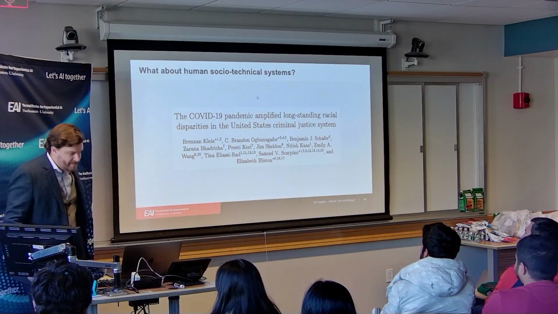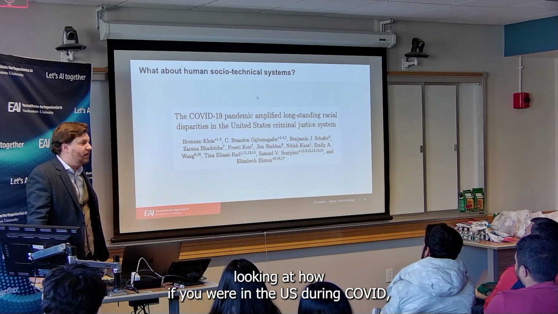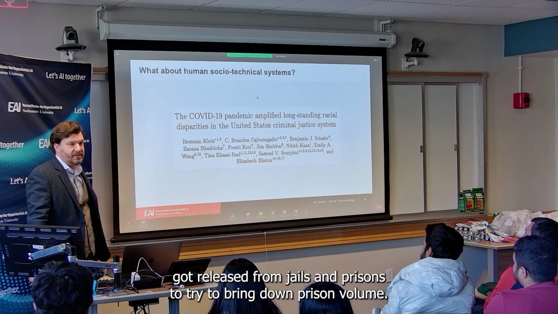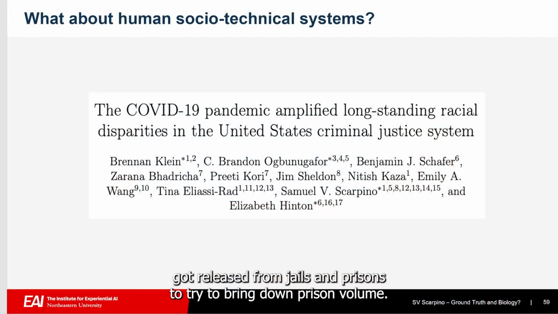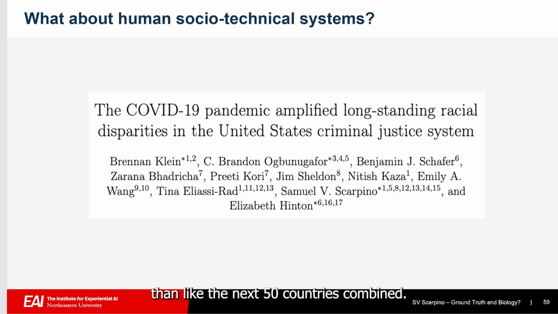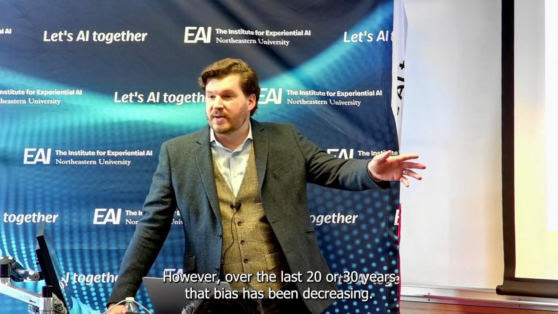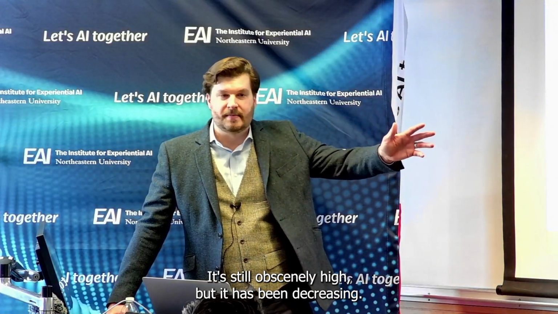Lastly, a project that we're just getting ready to publish, looking at how, if you were in the US during COVID, you know that a lot of individuals got released from jails and prisons to try to bring down prison volume. If you are familiar with the US prison system, we incarcerate more people than the next 50 countries combined. It's a huge, obscene percentage of the population, and it's heavily racially biased. However, over the last 20 to 30 years, that bias has been decreasing. It's still obscenely high, but it has been decreasing.